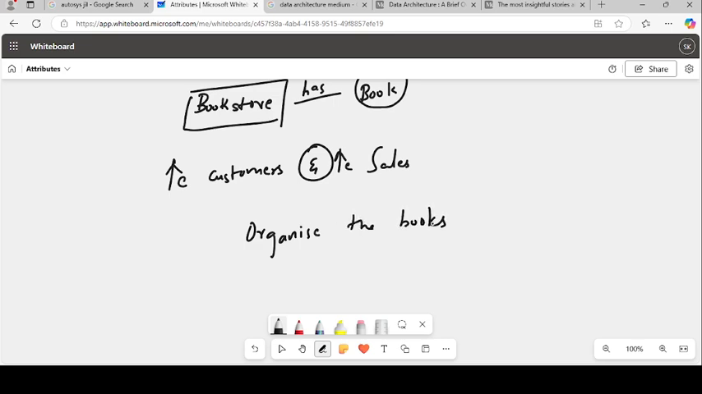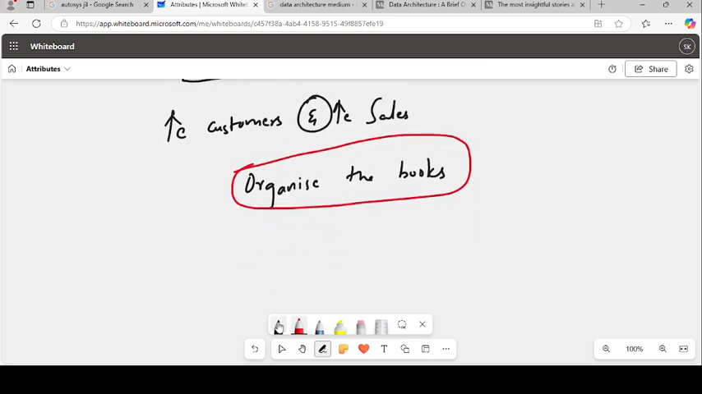So he wanted to organize the books. So now this is the need. So now he hired a designer. Okay, now the designer's role is to, now he had to track the books.